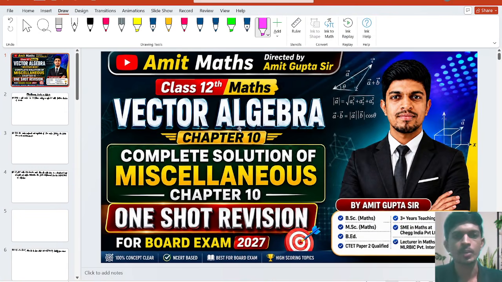Today our topic is vector algebra, complete solution of miscellaneous chapter 10. In the previous lecture we studied exercises 10.1, 10.2, 10.3 and 10.4. So finally we proceed with the miscellaneous exercise, and this is a complete solution of the miscellaneous chapter 10.